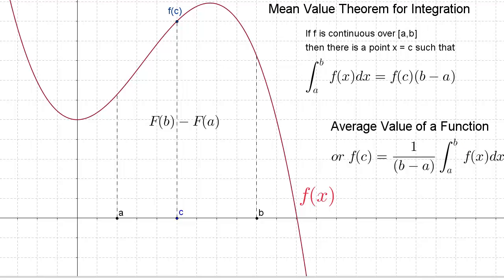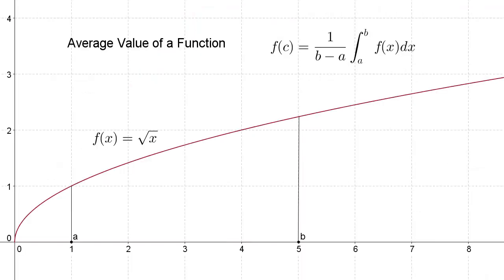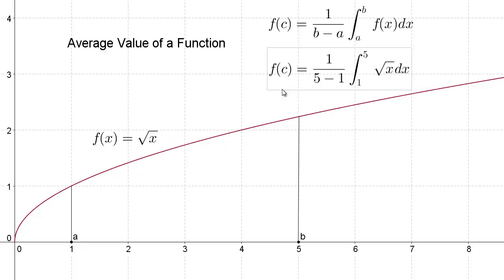So let's apply this. Let's say we want to find the average value of the function f of x equals the square root of x over the domain from x equals 1 to x equals 5. So we're finding what's the average value. For this function, the average value is going to be 1 over 5 minus 1 times the integral from 1 to 5 of the square root of x dx.